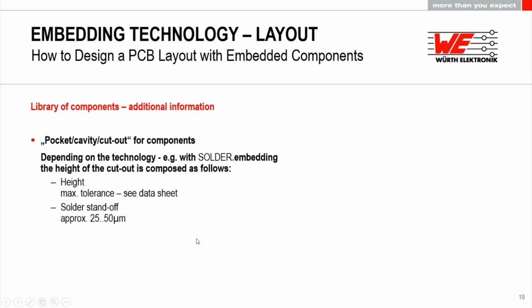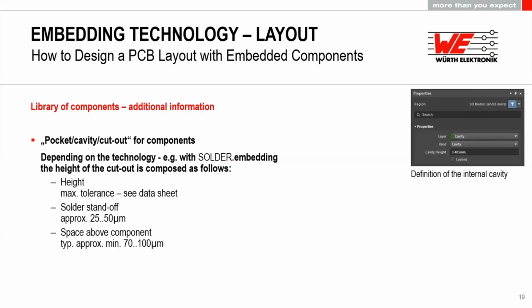Then we have the solder standoff, which is approximately between 25 and 50 microns in our process, depending on the components and on the layout and on the footprint. And we need an additional space or distance above the component, between the component and the next either copper layer or the next core material or whatever it is, of around 70 to 150 microns. And you can sum these 3 points up and create, for example, here in Altium again, a cavity height definition in the properties tab for this specific component in the library.